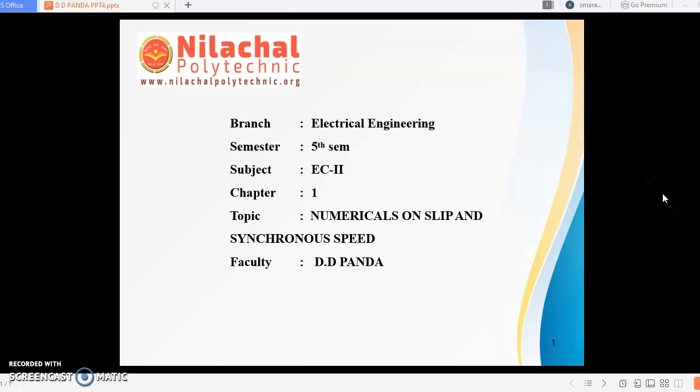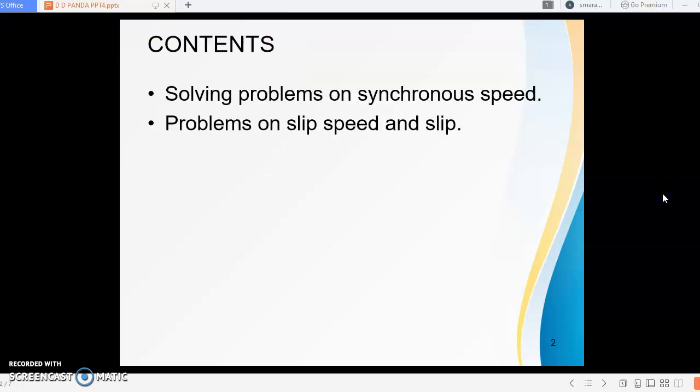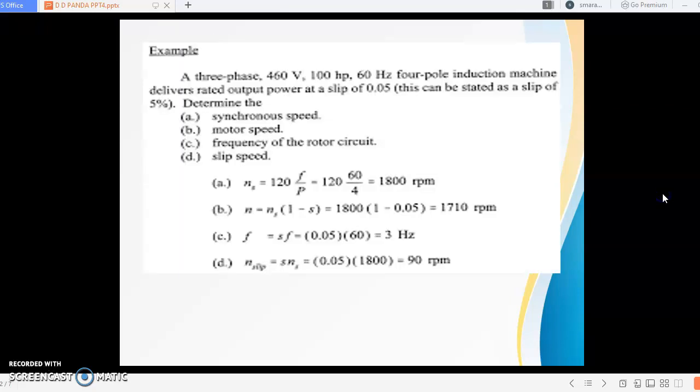Hello students, I am Deepika Devasmitha Panda and today we will be solving few numericals of chapter 1, that is 3-phase induction motor. We will be doing numericals on slip and synchronous speed. Today's contents are solving problems on synchronous speed, solving problems on slip speed and slip. Let us start with the first numerical.